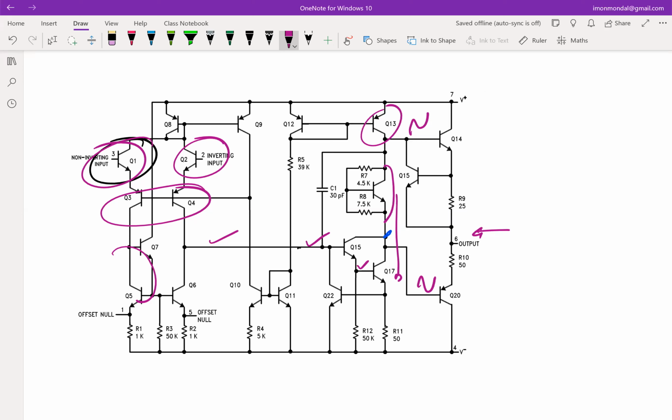Q4 was the current buffer. Note that these are not PNPs, these are NPNs. So the incremental current that would have been generated, if you had connected it directly here, the impedance at this node is high. So it would have been almost a source follower, or emitter follower architecture. So you wouldn't have gotten the incremental current.